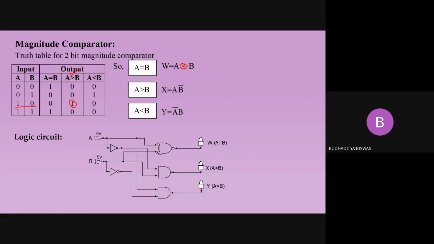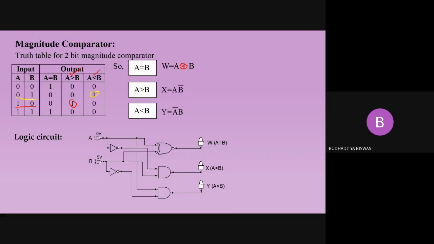And what is the expression for A less than B? Sir, A bar B. Y equal to A bar B. Very good. It's equal to A bar B, because it is true here, and look at the combination: it's A 0, B 1, and A 0 B 1 means A bar B. So this is actually the circuit. Once the circuit has been completed, you can easily draw these things.